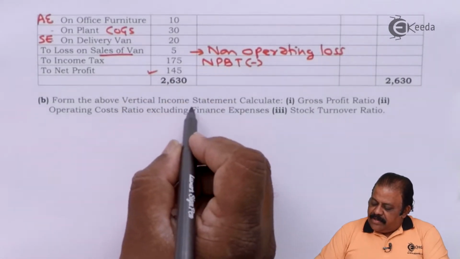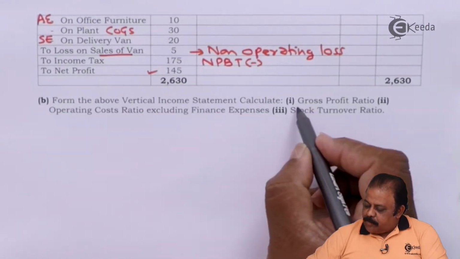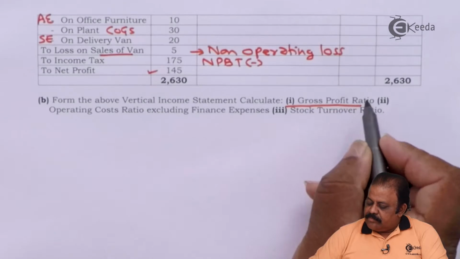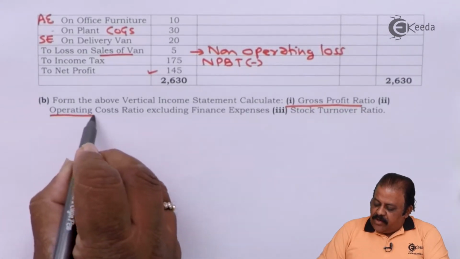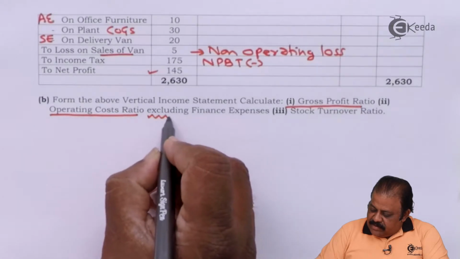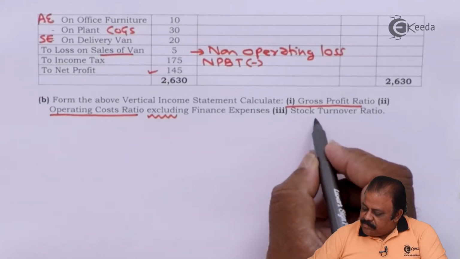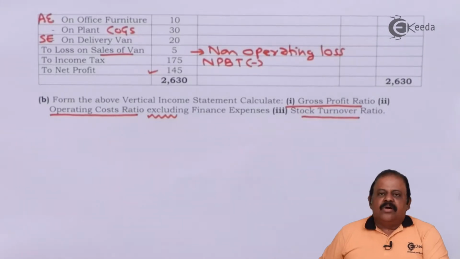From the above vertical income statement, we are required to calculate gross profit ratio, operating cost ratio, excluding finance expense, stock turnover ratio.